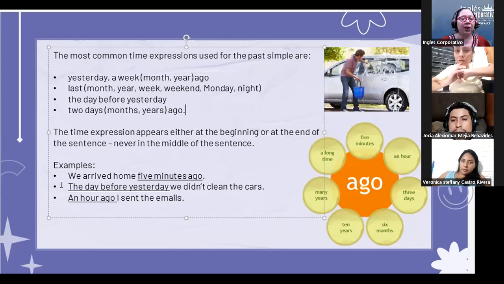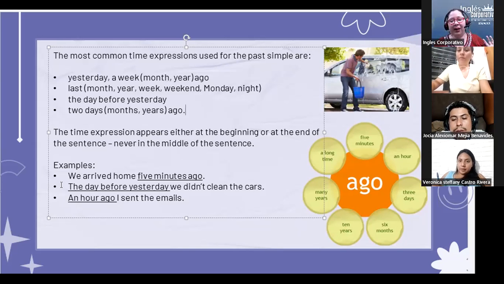The day before yesterday, we didn't clean the cars. Okay. Está en negativo. Usamos un auxiliar, ¿verdad? ¿Cuál es el auxiliar para el negativo? Didn't. Yes. Didn't clean the cars. Okay. El verbo va en tiempo presente, porque ya tengo el auxiliar que me hace el pasado, ¿verdad? Entonces, digo, didn't clean, no limpiamos antier los carros, ¿verdad?